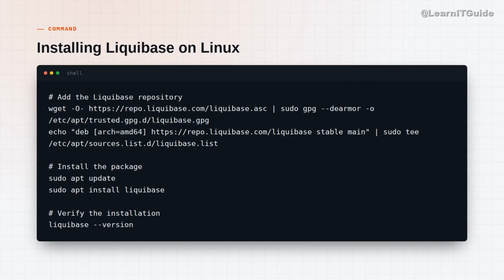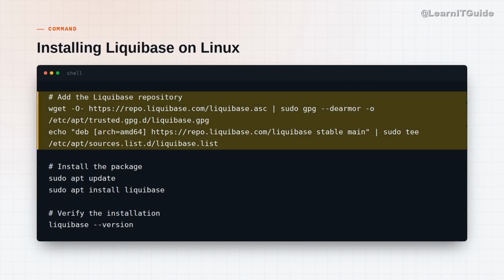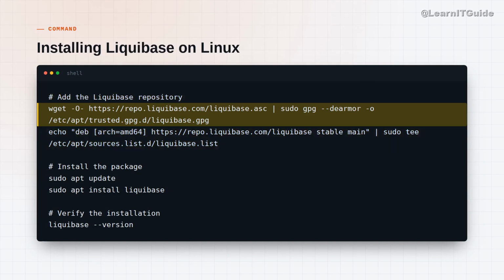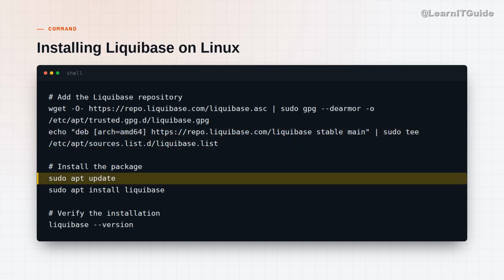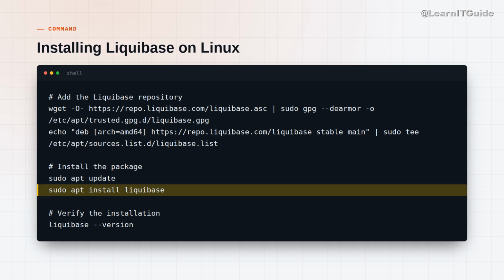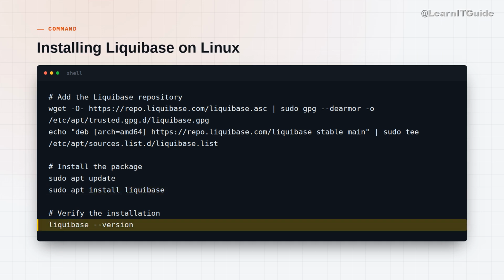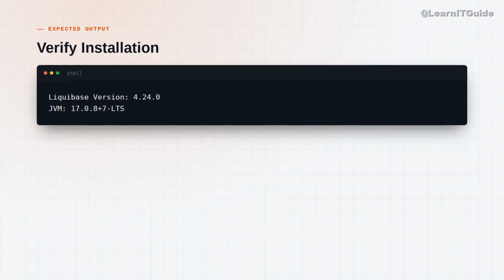To install Liquibase, we first add the official repository to your package manager. We pull the GPG key to ensure the package is authentic, then add the repository source. Once that is done, we update our list and install the tool. Finally, we run the version command to confirm it is correctly installed. You should see the version number printed on your screen. If everything went well, you will see the version number as shown here. This tells you the tool is installed and ready to communicate with your database.